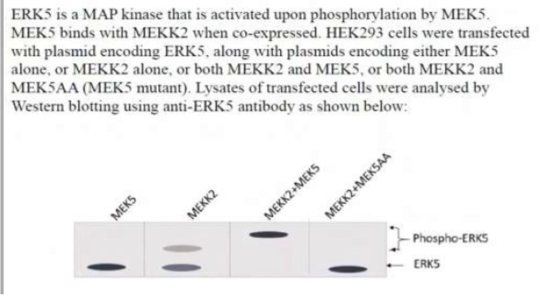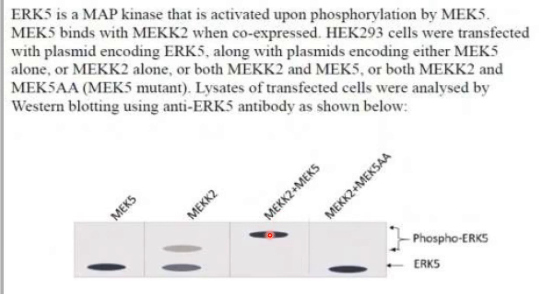So this is the blot that you got. You can see here MEK5 alone, ERK5 is not phosphorylated. But if you add MEKK2, then there is some phosphorylation taking place. Only a light band is observed, and the whole of ERK5 is not getting phosphorylated. Some ERK5 is remaining without phosphorylation.